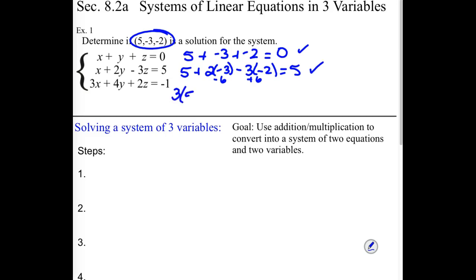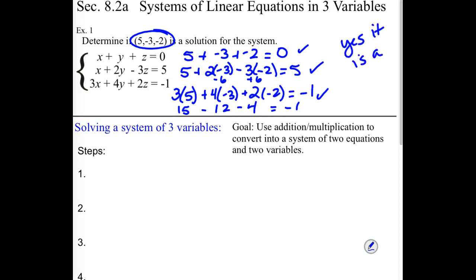Plugging it into the third one, we'd have 3 times 5 plus 4 times -3 plus 2 times -2, and we're supposed to get a -1. Simplifying, we have 15 minus 12 minus 4. Is that -1? All right, so if it works in all 3 equations, then we say yes, it is a solution. Okay, so the first couple questions from your homework will be just doing that. Verify, is this a solution or not?